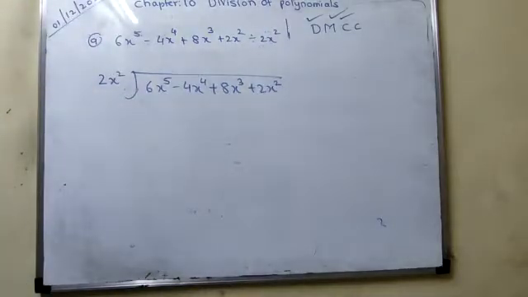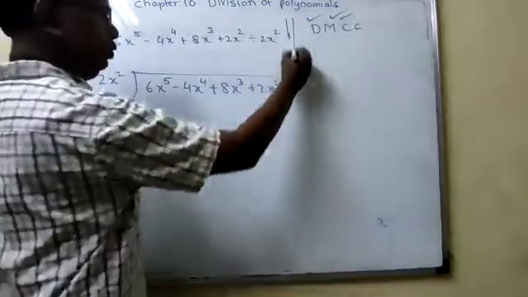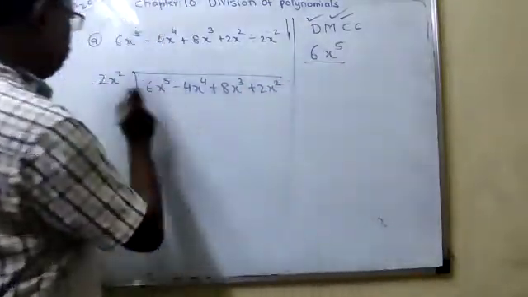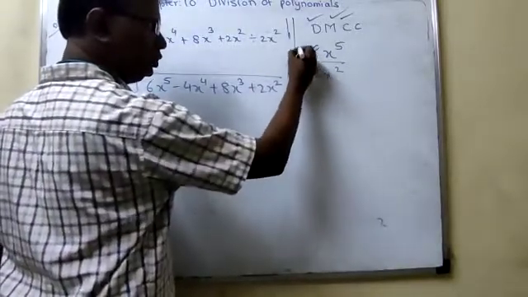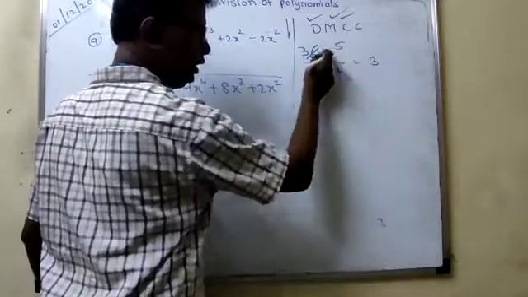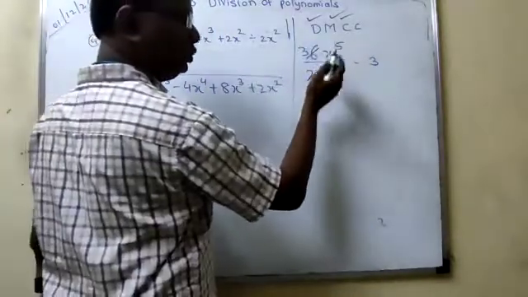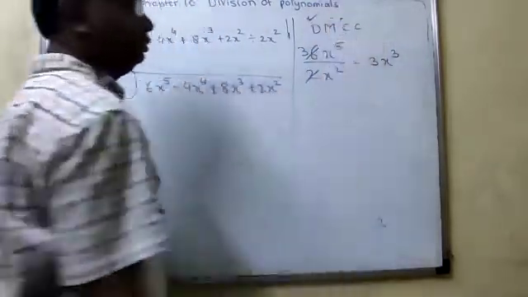Now listen carefully here. Once again, first term divided by the first term. What is the first term? 6x raised to 5 divided by 2x square. 2 3s are 6, so this is 3. Divide means what you have to do? You have to subtract. So 5 minus 2 is how much? 3. That is x cube. Any doubt? Division over.